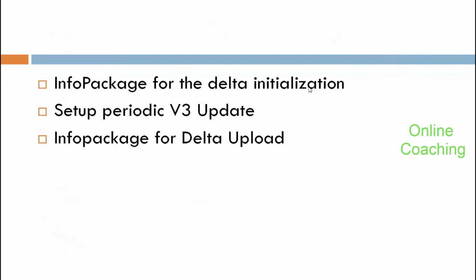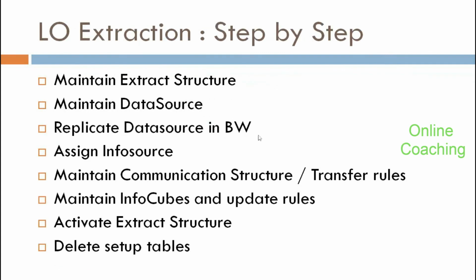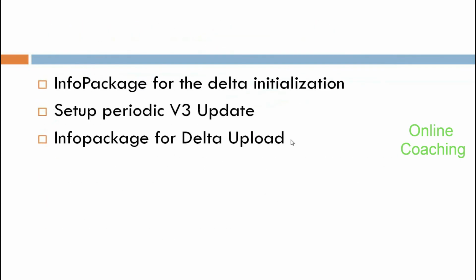Info package for delta initialization. If you want delta, set up what type of delta you want to do. One second, where did we miss? Yes. What type of update you want. Then what is the delta method for your info package. First I need to create an info package for initialization. That will be a full load. You are aware of this one, right? Then I'll create one more info package for delta load. Is this clear? Yes. Okay.